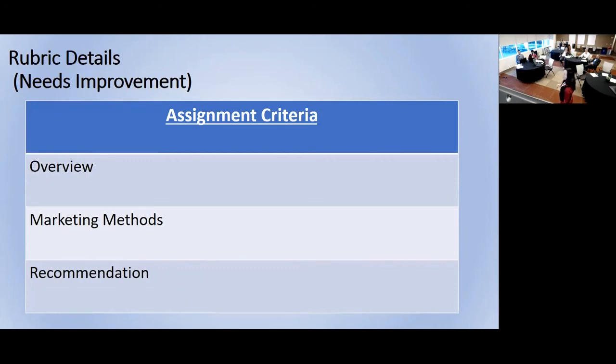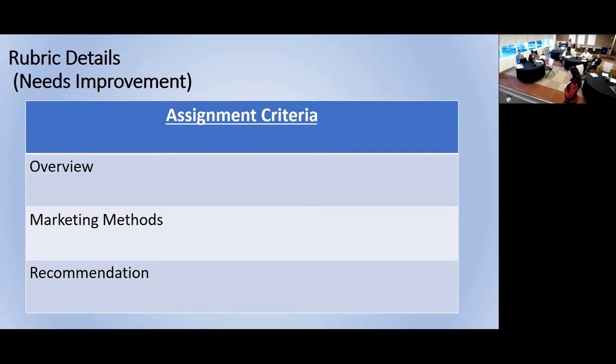So here's our first example of a rubric that needs a little bit of improvement. We've got the assignment criteria listed here, so overview, marketing methods, and recommendation. And just to put those of you that Kathryn and I work with at EASE, we didn't use any bad examples from Forbes, because there are no bad examples.